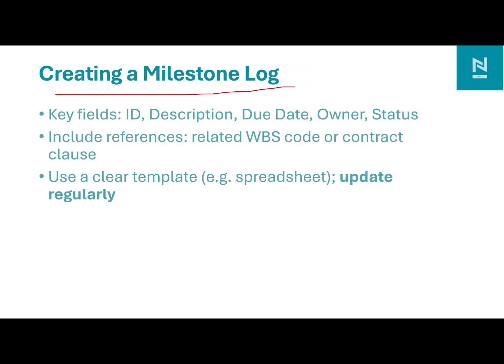You can create a milestone log in an Excel sheet. For example, you can define the ID, description, due date with the owner, and what the status is. Also include the relevant WBS or OP package name, and use a clear template and update it regularly so that higher-level stakeholders can view it. Or in project terms, we can call it a plan on a page, which provides the information on where the milestone is compared to the previous submission program.